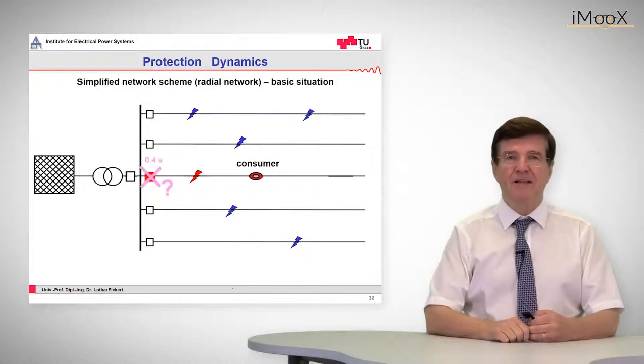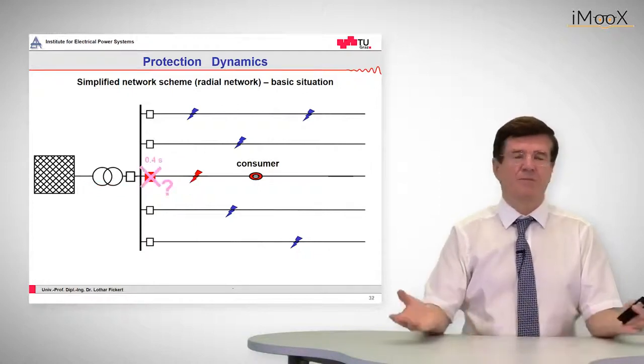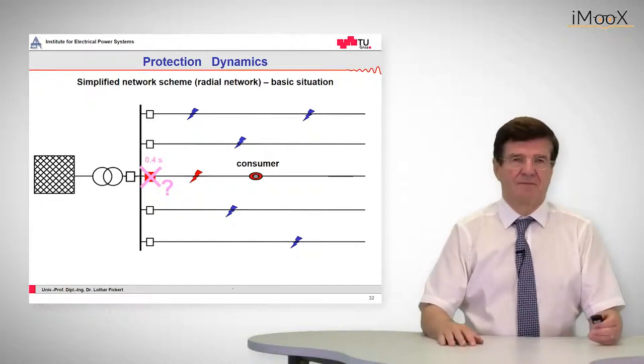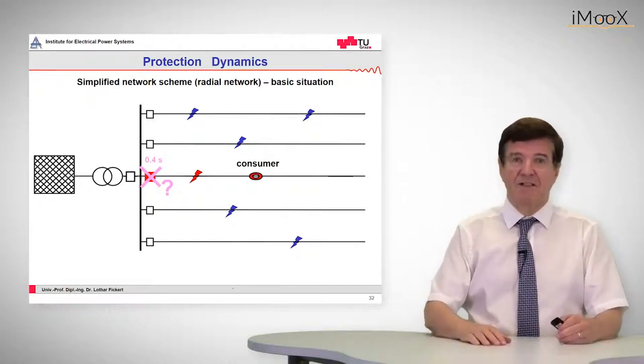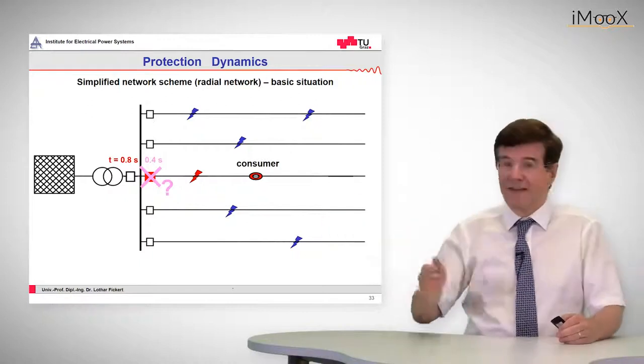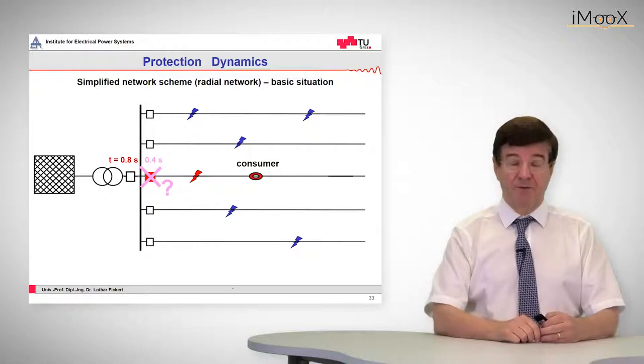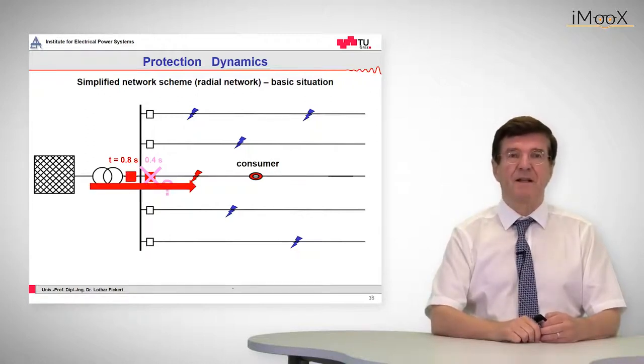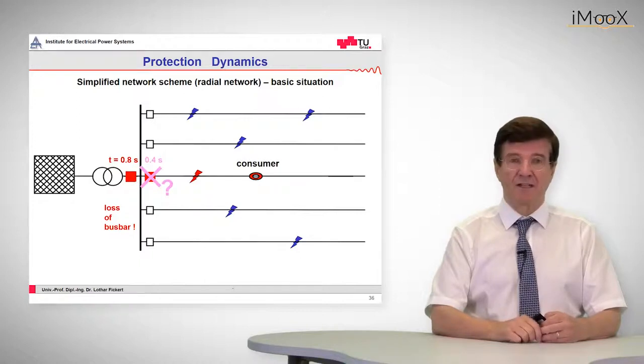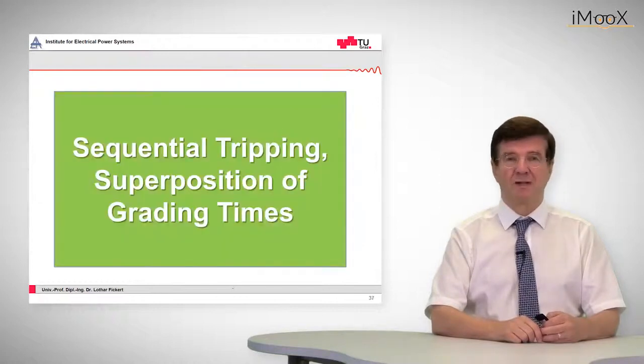Now, what happens if for whatever reason the trip does not occur? That means after 0.4 seconds the current keeps on flowing until, and now you see what has been inserted, another upstream relay with a grading time of 0.8 seconds will pick up and interrupt the fault. So the fault is cleared, but the disadvantage is that when this backup relay comes in, we will lose the whole bus bar.